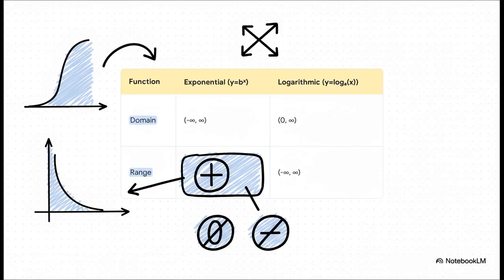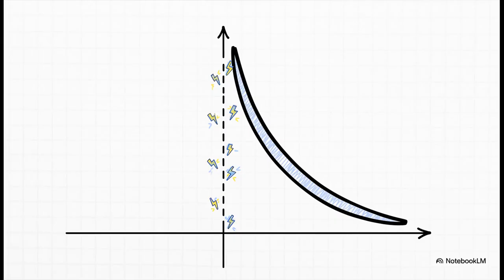Okay, now this is where it gets really cool. A logarithm is the inverse of an exponential function. And look what happens here. The domain and range just completely swap places. For a log function, the input, your x value, can only be a positive number. You just cannot plug in 0 or negative. Period. So what does this positive numbers only rule actually do to our graph?